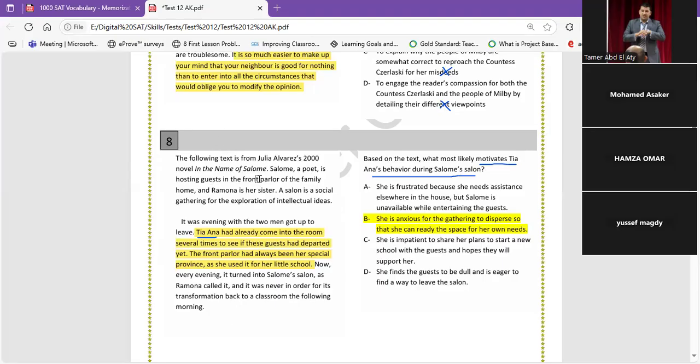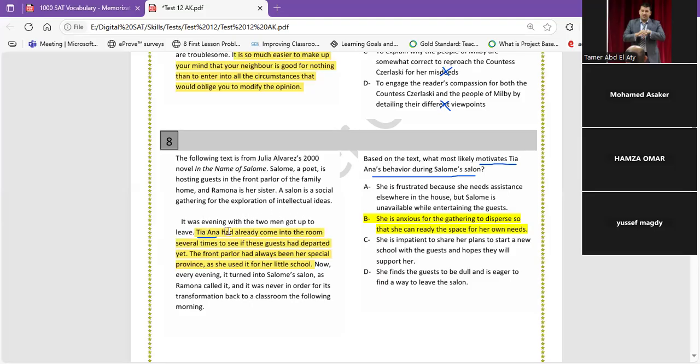The following text is from Julia Alfrey's 2000 novel In the Name of Salem. Salem, a poet, is hosting guests in the front parlor of the family home, and Ramona is her sister. A salon is a social gathering for the exploration of intellectual ideas.